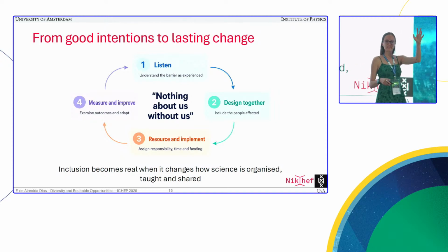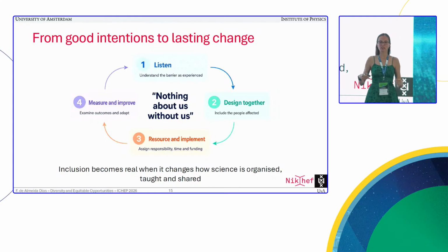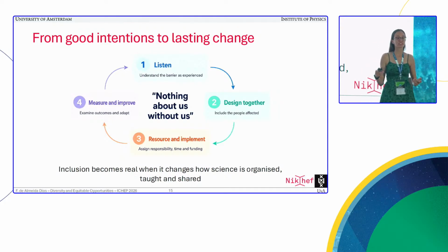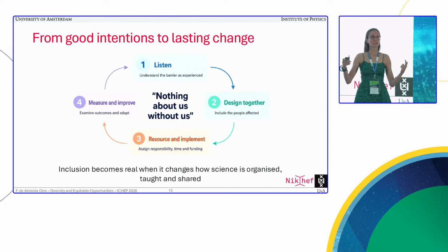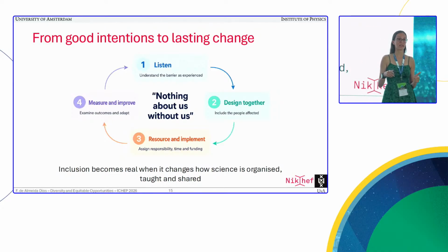You have to listen to the people to understand all the barriers as they are experienced. You have to design together, and you have to include the people affected to understand if this is what they need. Then you have to find resources, money, implement those things, assign responsibility, time, and funding.